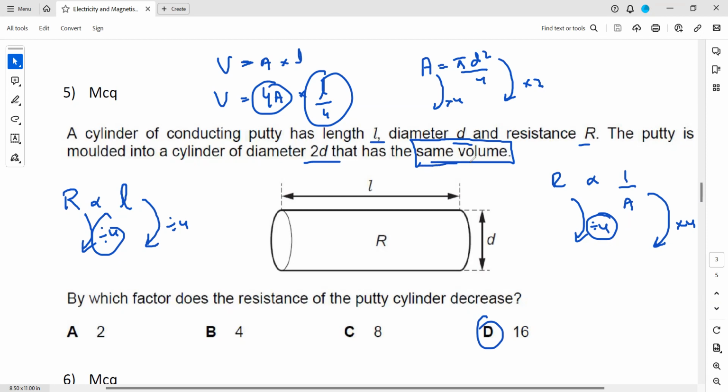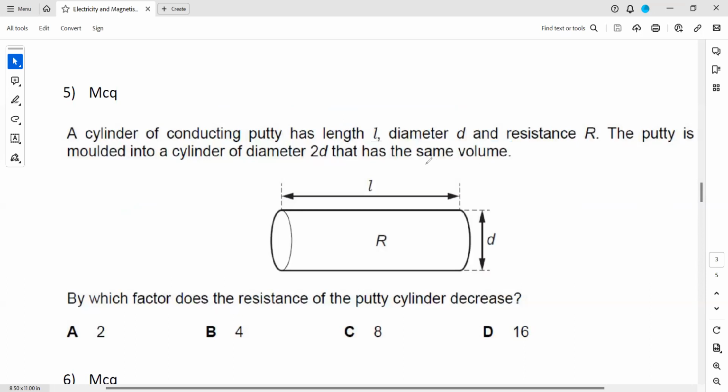You can do the question in this way. Why should the volume be the same? It is mentioned in the question. They should have the same volume. This part is mentioned. So because they mentioned the volume is the same, it means the product of the area and the length should be equal. For example, a cylindrical conductor has a length L, diameter D, and resistance R.